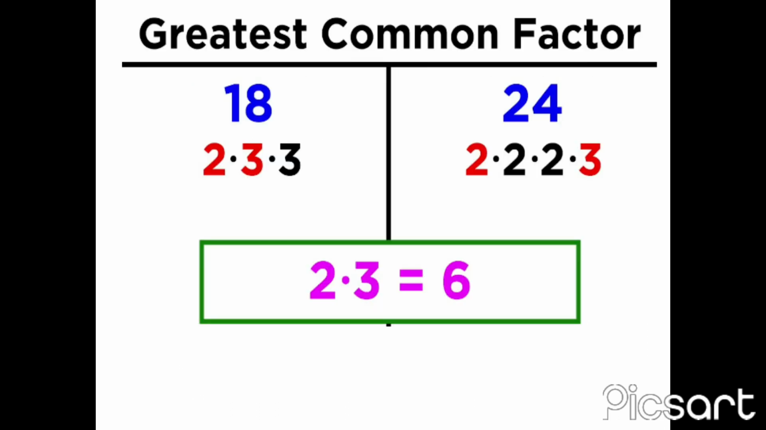To illustrate clearly, we have 18: 2 times 3 is 6, times 3 is 18. Then we have 24: 2 times 2 is 4, times 2 is 8, times 3 is 24. The common factors for both numbers are 2 and 3. Then we multiply 2 times 3, which is equal to 6.